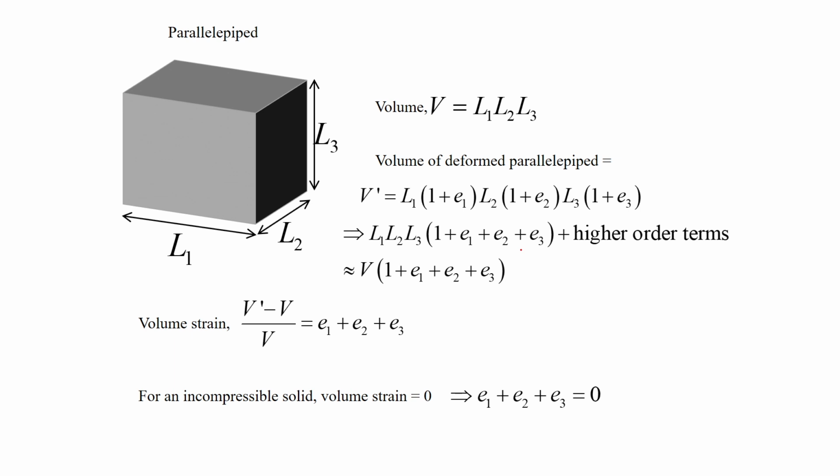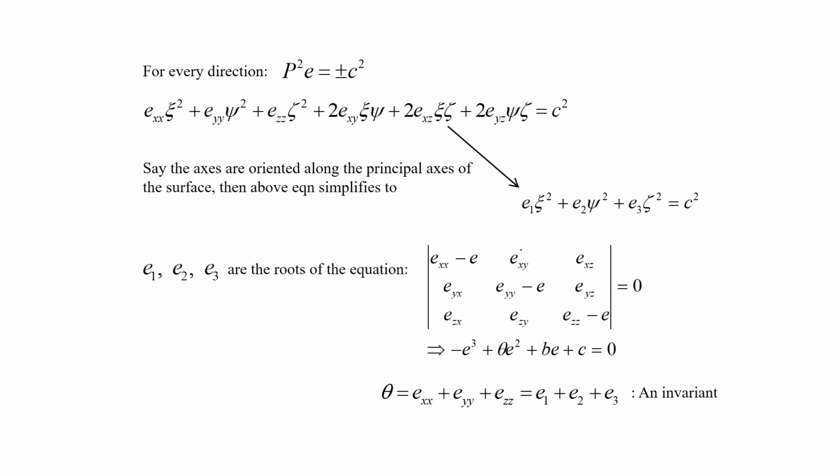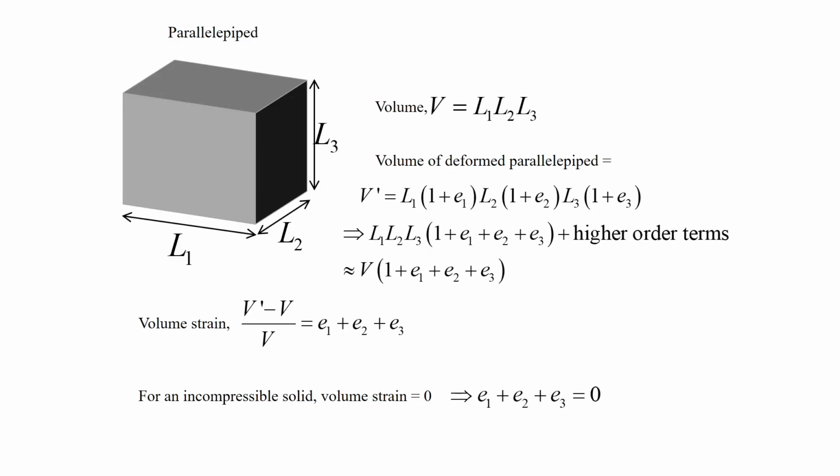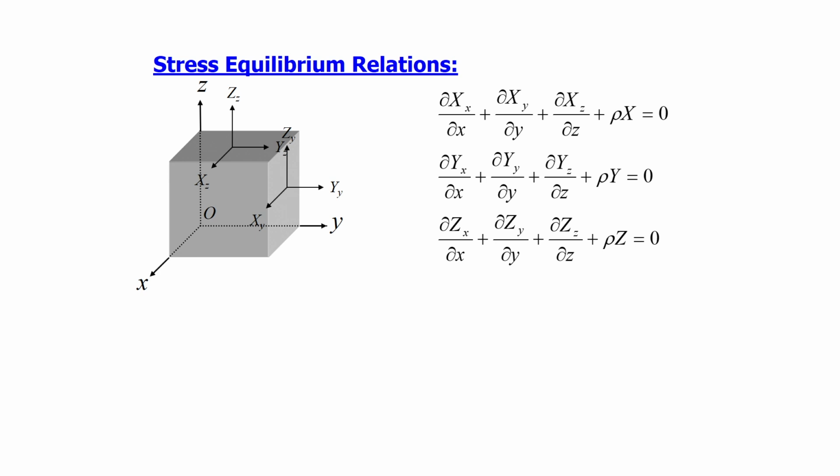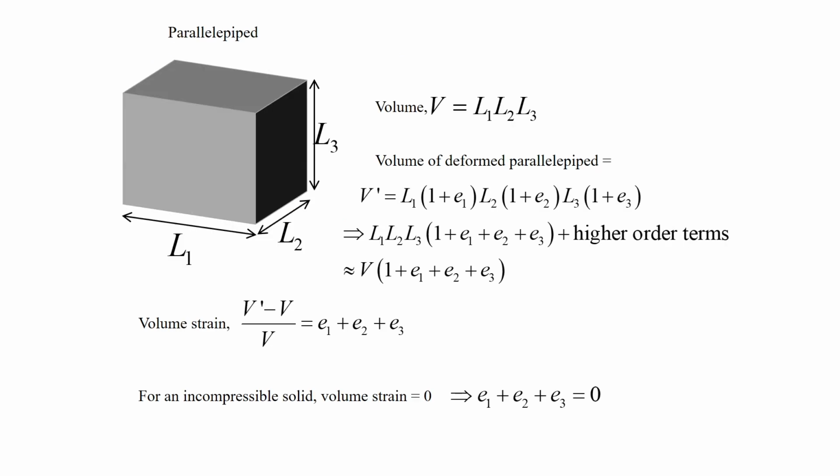So, what we see is that E1 plus E2 plus E3, which is equal to Exx plus Eyy plus Ezz, is essentially the volume strain of this particular body. Therefore, if it is an incompressible solid, E1 plus E2 plus E3 will be equal to 0. So, that is all I have for this lecture 1, and we will next talk about the stress analysis. Thank you.